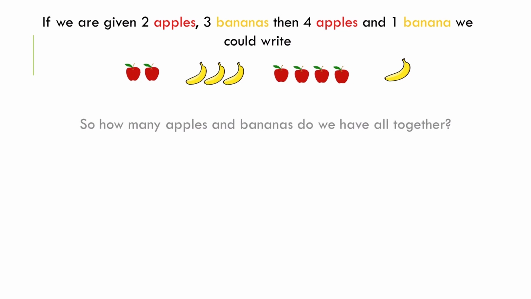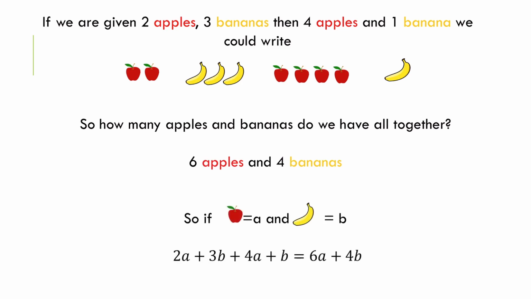So we could show it like this. So how many apples and bananas do we have all together? We have 6 apples and 4 bananas. So if apples are equal to a and bananas are equal to b, that tells us that 2a plus 3b plus 4a plus b is equal to 6a plus 4b. So I can add my a's together and I can add my b's together separately, but I can't then join 6a and 4b together.